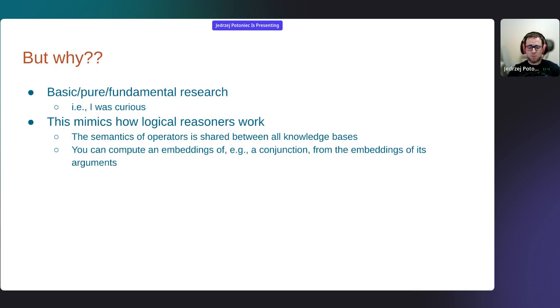However, one might envision applications like, for example, hot swapping ontologies or extending ontologies, or rather their neural counterparts, so the embeddings, without the necessity of retraining everything from scratch.